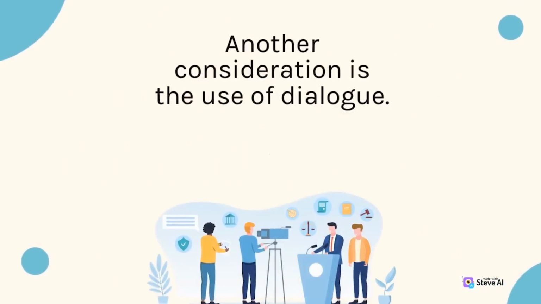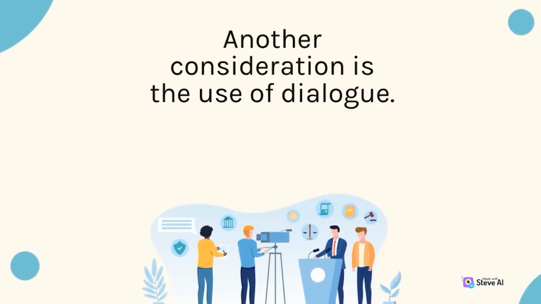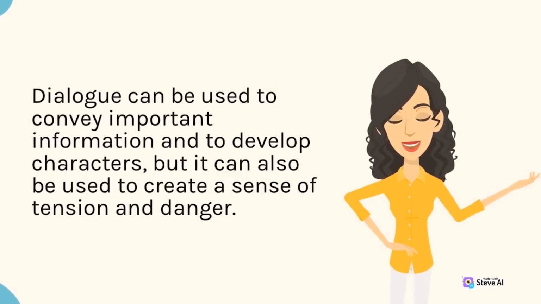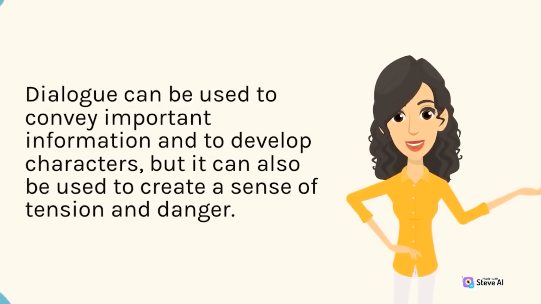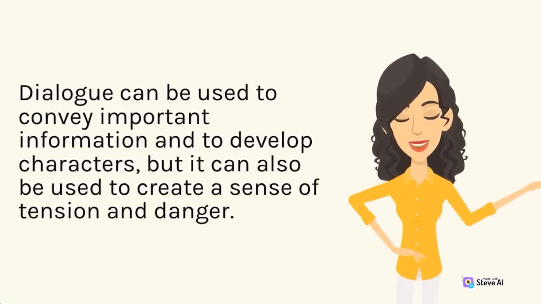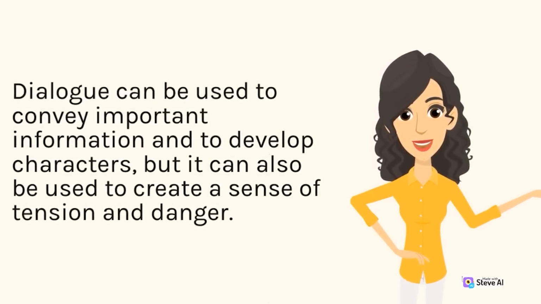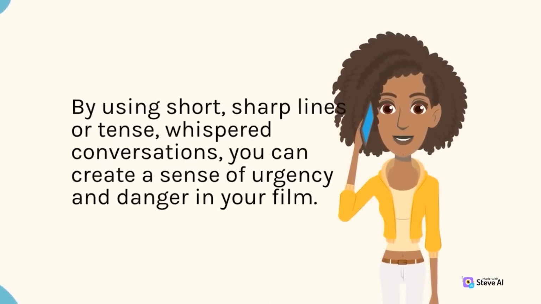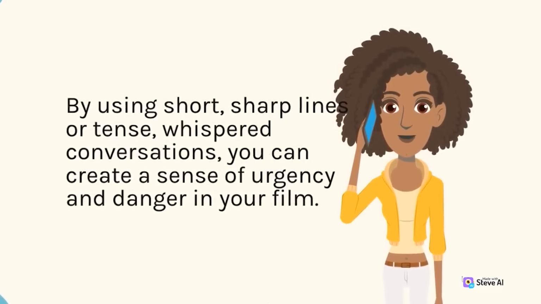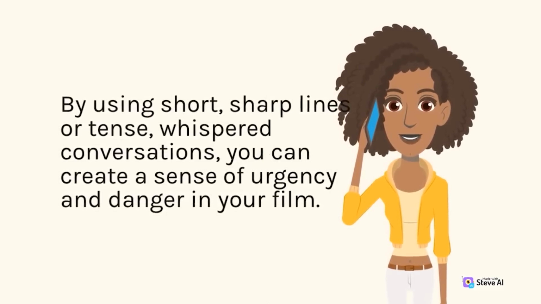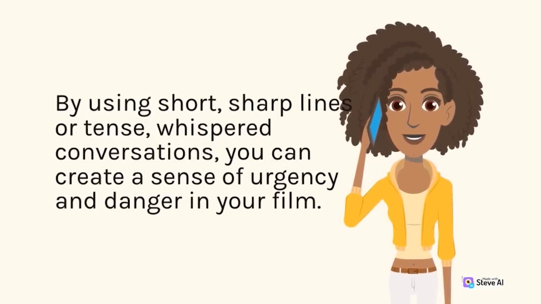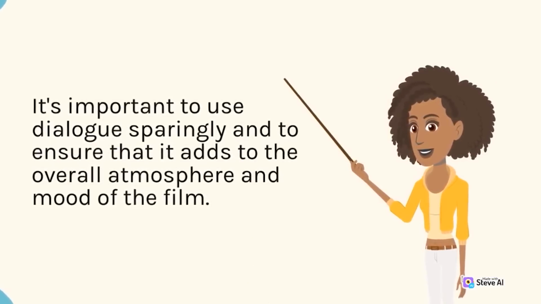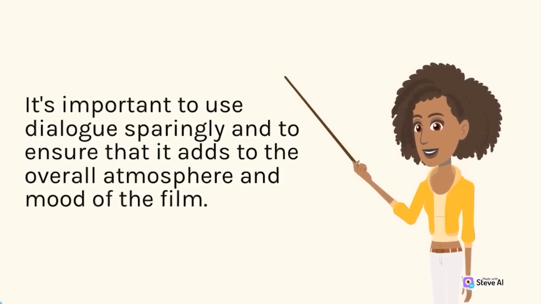Another consideration is the use of dialogue. Dialogue can be used to convey important information and to develop characters, but it can also be used to create a sense of tension and danger. By using short, sharp lines or tense, whispered conversations, you can create a sense of urgency and danger in your film. It's important to use dialogue sparingly and to ensure that it adds to the overall atmosphere and mood of the film.